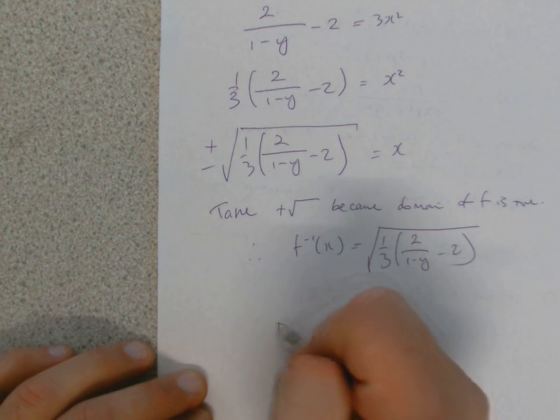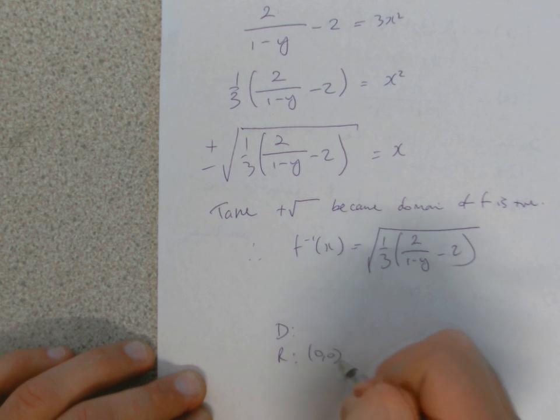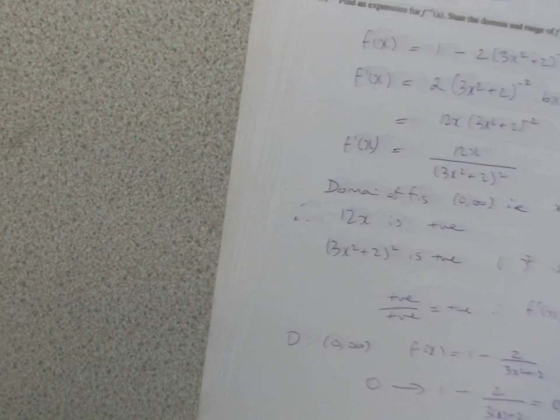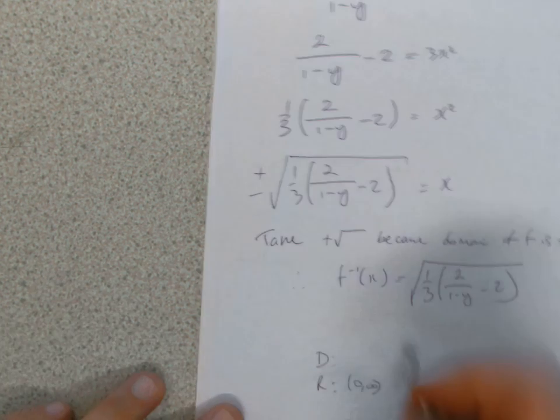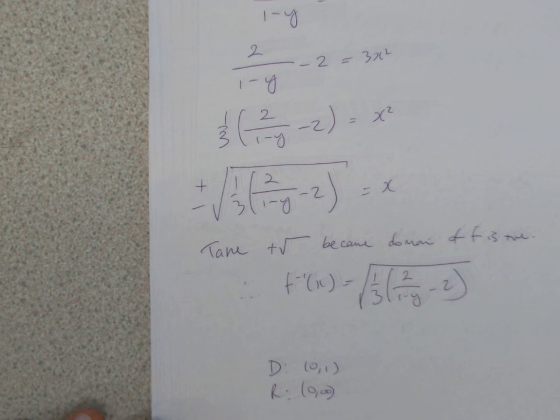So the domain and range then: the range of the inverse we know is 0 infinity, because that's the same as the domain of f, and the range of f we worked out to be 0, 1, so the domain of the inverse is going to be 0, 1. And we've answered our question.